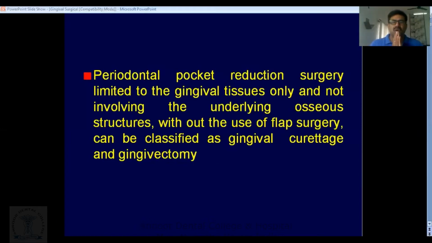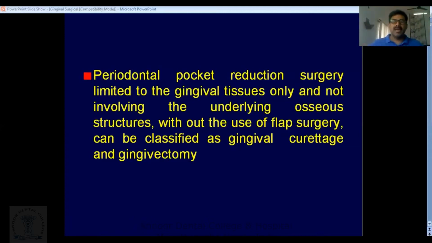Now, when you do a flap surgery, what you're doing is you are reflecting a flap and you are exposing the bone. But here in gingival surgical techniques, you are not doing anything to the bone. You are not reflecting a flap. Probably in the milder aspect of gingival surgical techniques, you are doing a scraping of the inner lining of the periodontal pocket, which is called curettage.